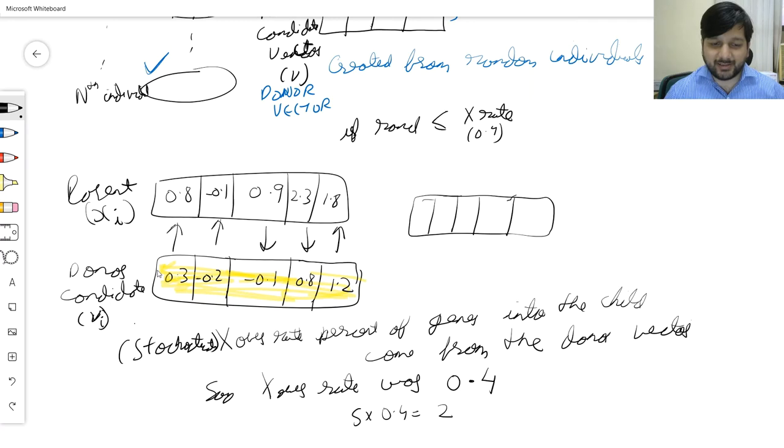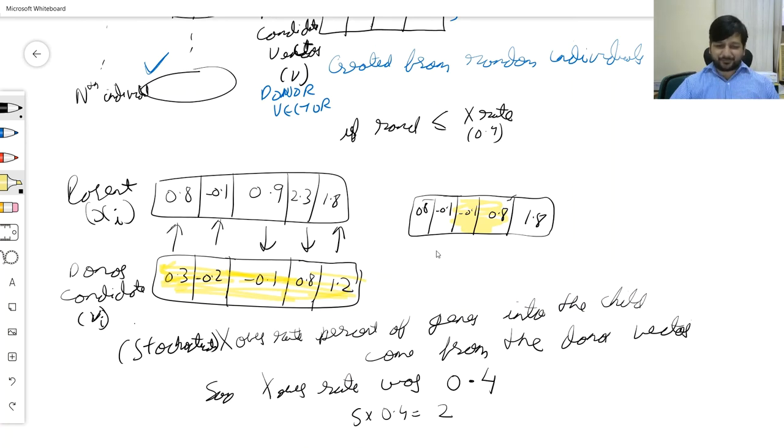And down will come from the donor vector. So 0.8 parent vector, minus 0.1 parent vector, minus 0.1 donor, 0.8 donor, 1.8 vector, approximately by expectation. Stochastically, 2 will come from here and 3 will come from here. Of course, there are chances that 100% come from here and chances that 100% come from here. Both of them are likely situations. So these two have come from this and the others have come from here.